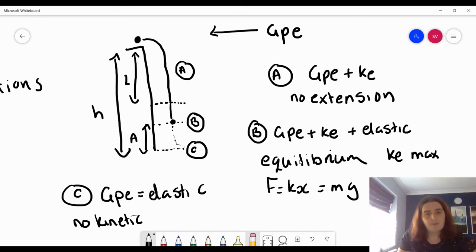So it's actually quite important to realise some of these things that I've labelled. I've labelled that the bit before it extends is the length. This is the amplitude of the oscillation. So the difference between the equilibrium point and the bit where you've got GPE equals elastic, so there's no kinetic, is your amplitude. And the total distance is the height.